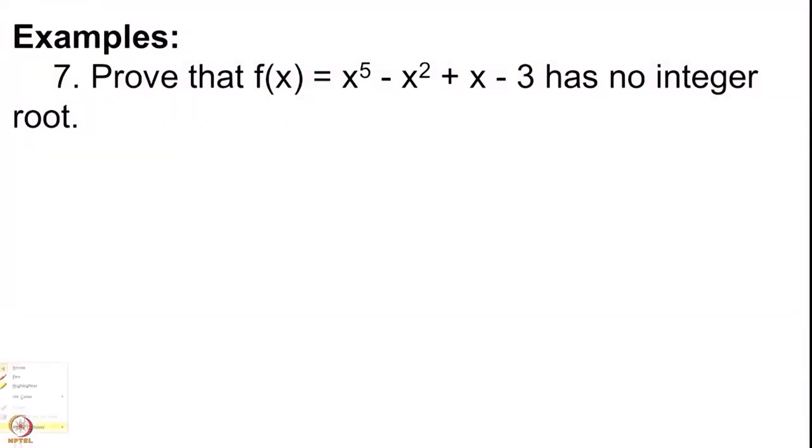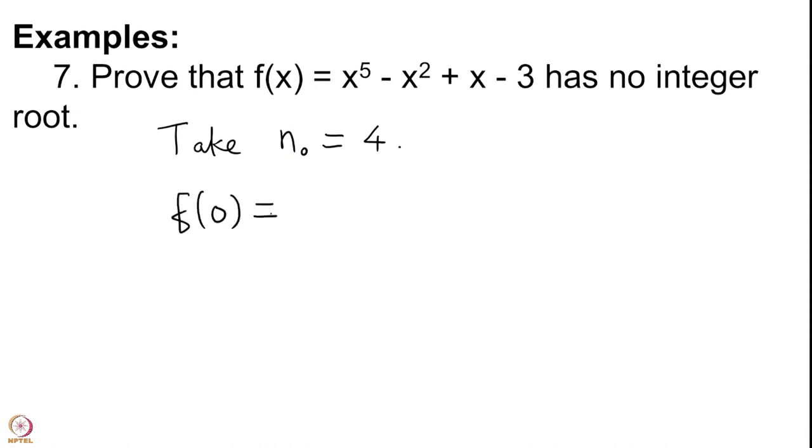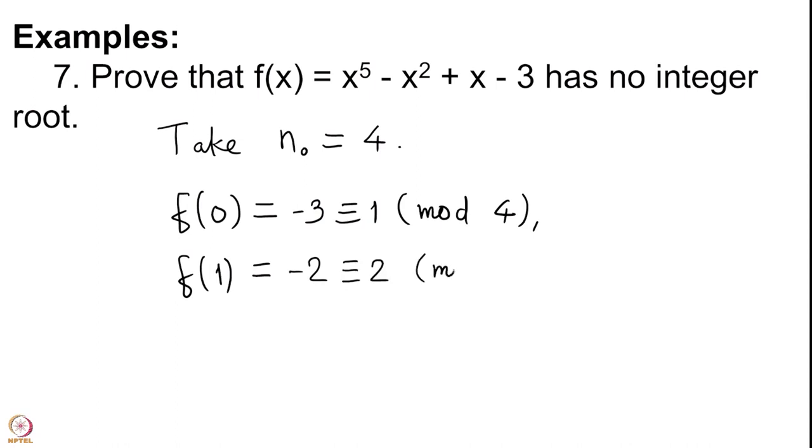So, we say take n naught to be 4. Let us do the calculation for every residue class modulo 4. So, what do we do? F of 0 is 0 minus 0 plus 0 minus 3, which is congruent to 1 mod 4, does not give you 0. F of 1 is 1 minus 1 plus 1 minus 3. So, 1 minus 1 get cancelled, but 1 minus 3 will give you minus 2, which is 2 modulo 4. Do not get a 0.